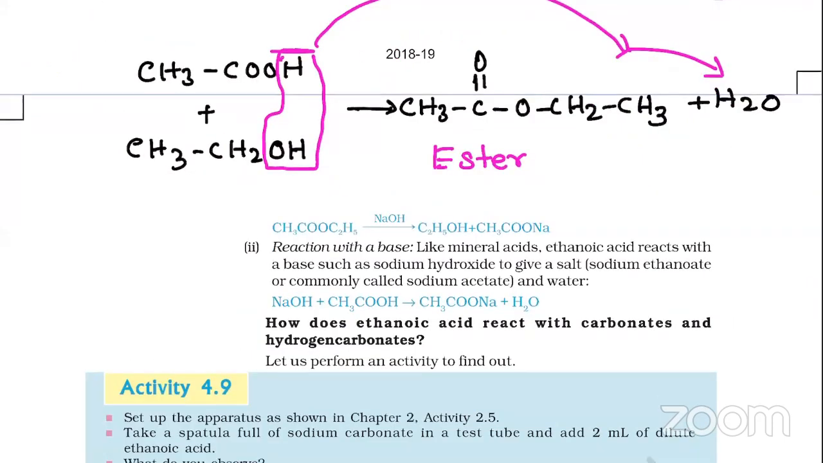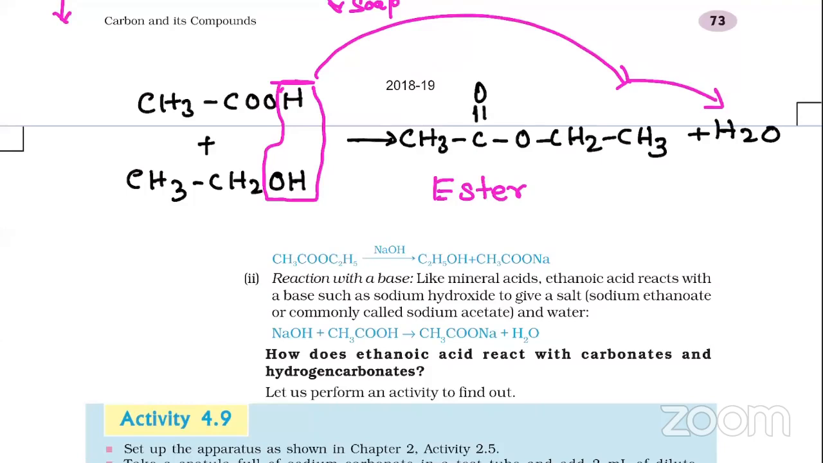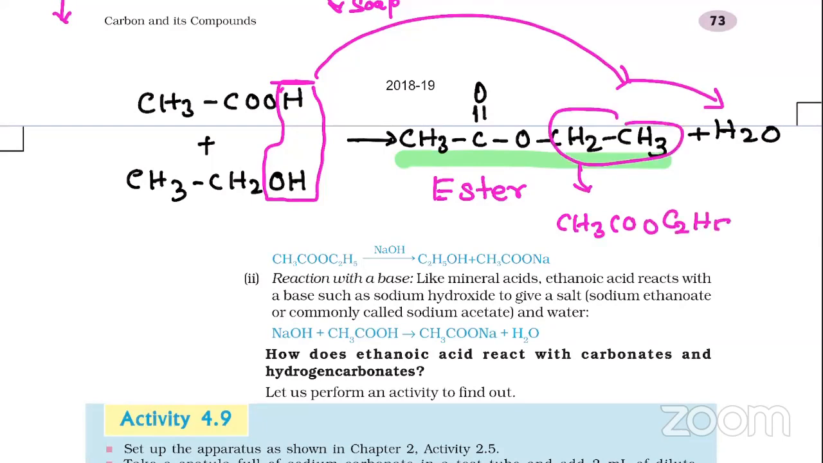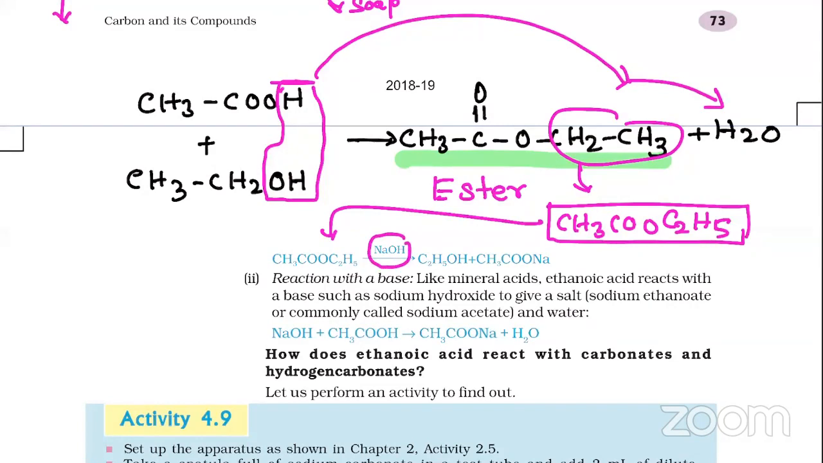So for example, this is an ester, CH3COOC2H5. This is the same ester that we have written here. We can also write it in this way: CH3COO, and this part is C2H5. Okay. So this is the same ester, and we are treating it with sodium hydroxide. So what will we get, how will it be formed?